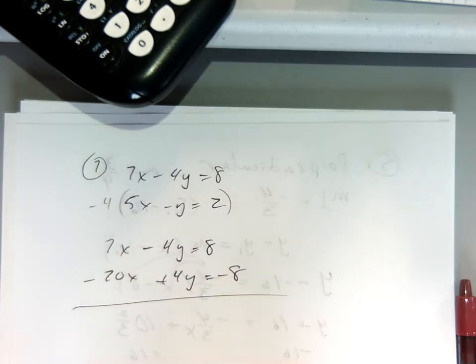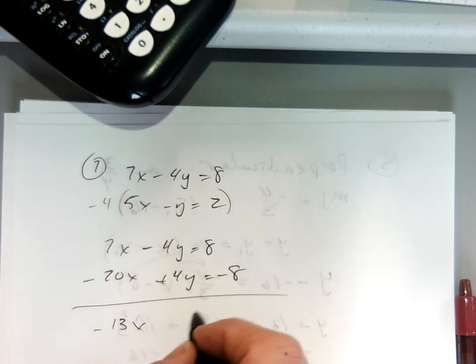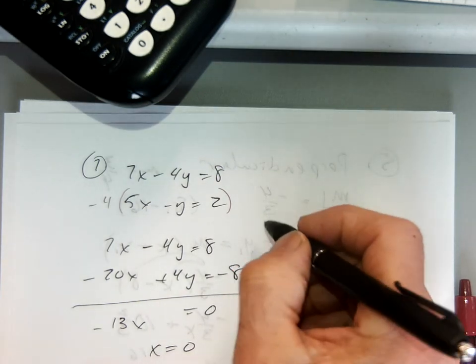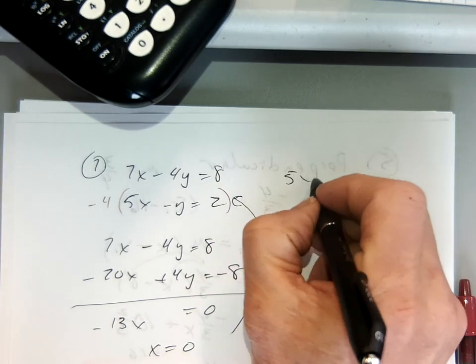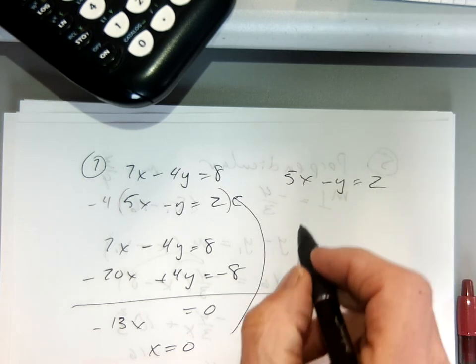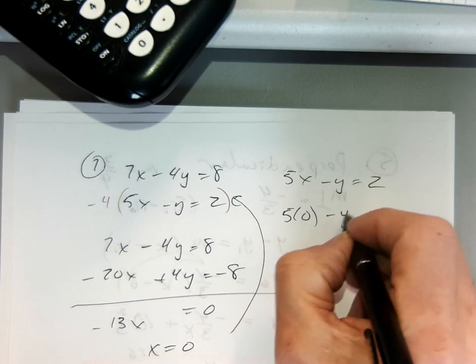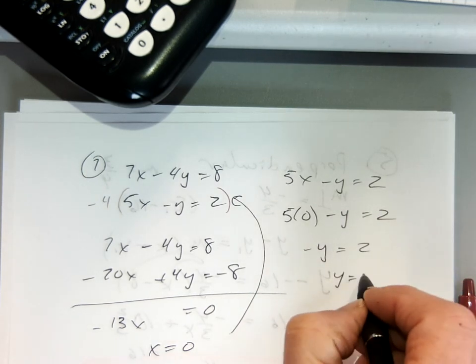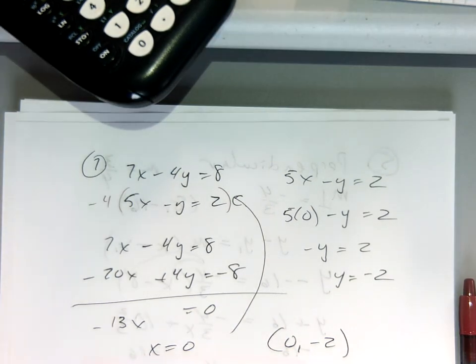Oh, interesting. I'll get a 0. I like that. Negative 13x equals 0. X is 0. Ooh, I like that. Okay, so if x is 0, let's plug that back in. It doesn't really matter. I'll take the second equation. It looks easier to work with. It's my 5x minus y equals 2. So 5 times 0, because 0 goes in for x, minus y equals 2. Negative y equals 2, so y is negative 2. Okay, so my answer's got to be 0, negative 2. All right, cool. All right, awesome.